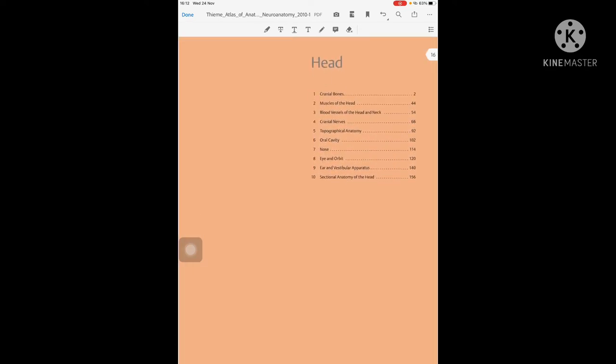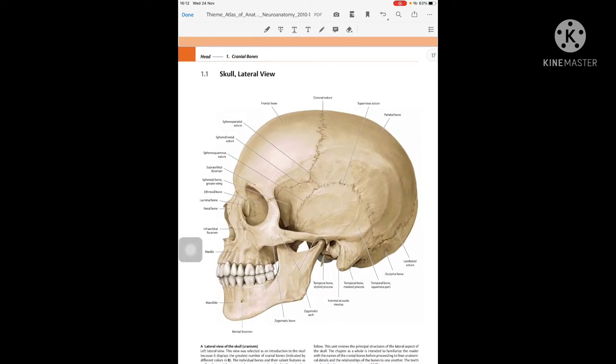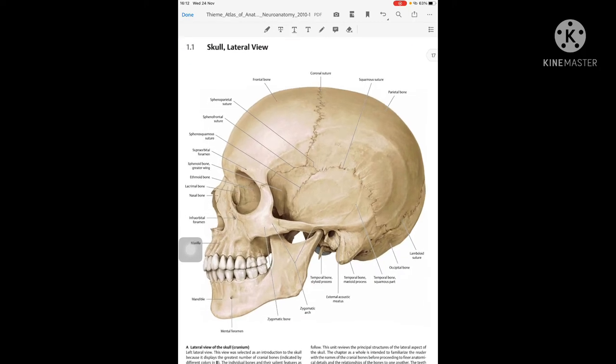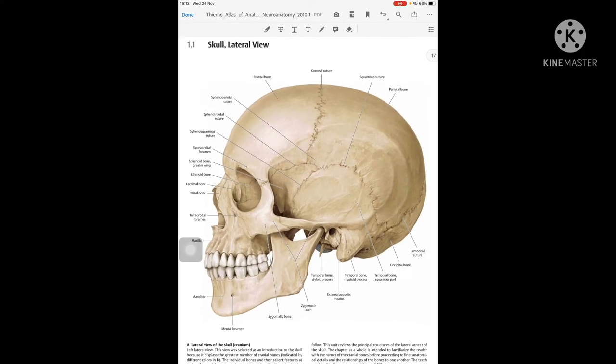So we are studying now cranial bones. It's the skull lateral view. First we are studying all the skull bones: frontal bone, parietal bone, occipital bone, temporal bone with mastoid process, temporal bone with styloid process, zygomatic bone, nasal bone, lacrimal bone, ethmoid bone, and the supraorbital foramen also.